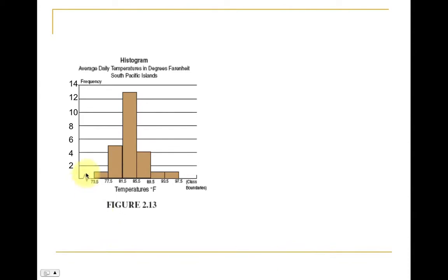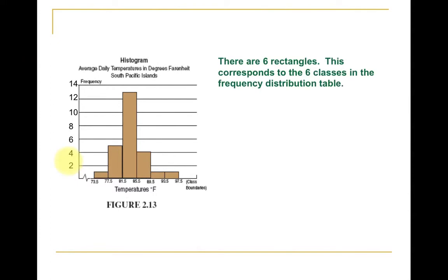Notice that there's this jagged line here. The jagged line indicates that there's a lot of space between 0 and 73.5 that we're not accounting for. That jagged line is to indicate all that empty space. And then the frequency is on the vertical axis, and here we're marking our vertical axis by 2. In this case, it doesn't represent percent, it represents frequency. The 6 rectangles in the histogram represent the 6 classes in the frequency distribution table.